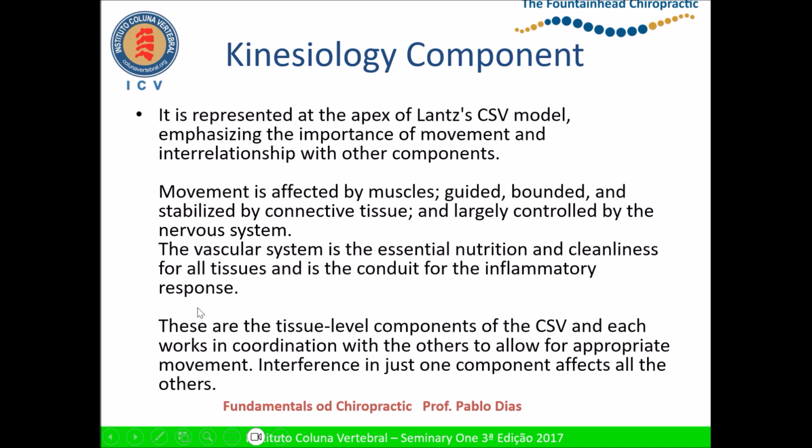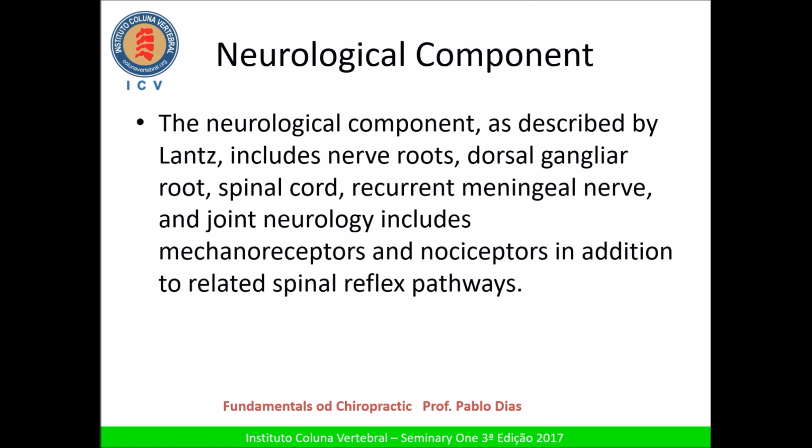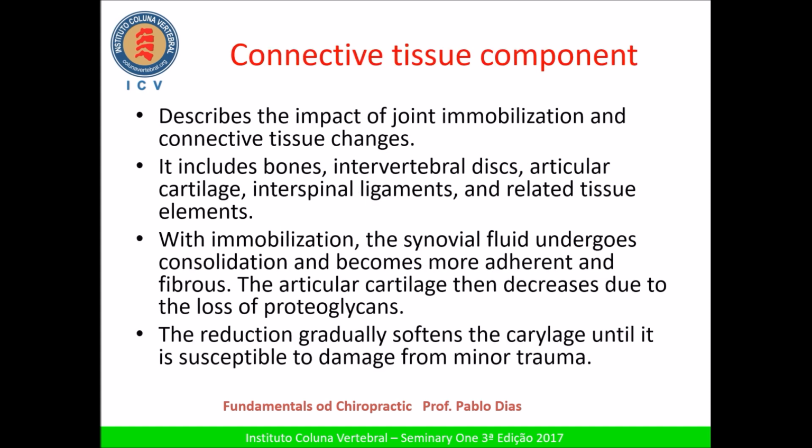The vascular system provides essential nutrition and cleansing for all tissues and is the conduit for the inflammatory response. These are the tissue level components of the subluxation model, and each works in coordination with the others to allow the appropriate movement. Interference in just one component affects all the others. The neurological component, as described by Lantz, includes nerve roots, dorsal root ganglia, spinal cord, recurrent meningeal nerve, and joint neurology, including also mechanoreceptors and nociceptors in addition to related spinal reflex pathways. The connective tissue component describes the impact of joint immobilization and connective tissue changes. It includes bones, intervertebral disc, articular cartilage, interspinal ligaments, and related tissue elements.